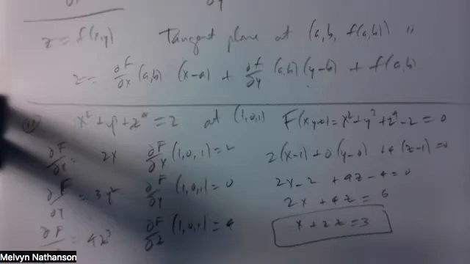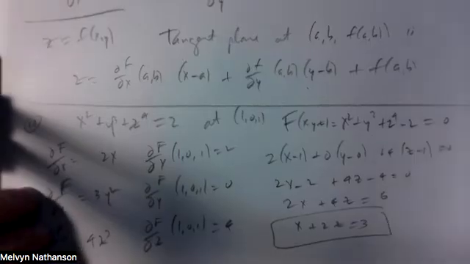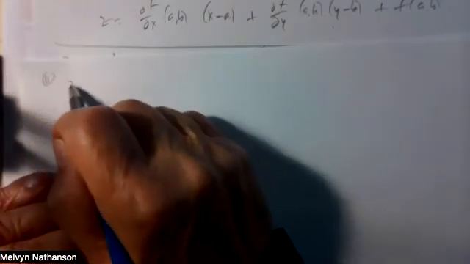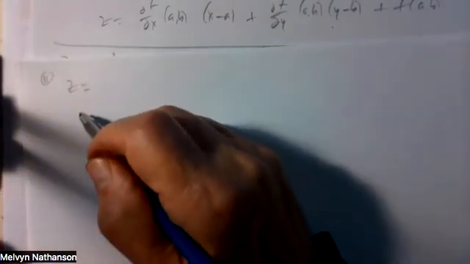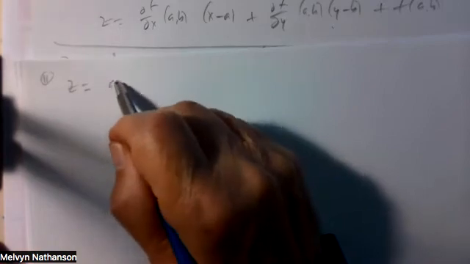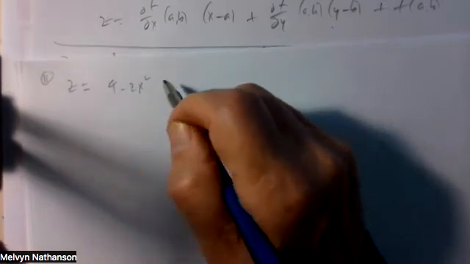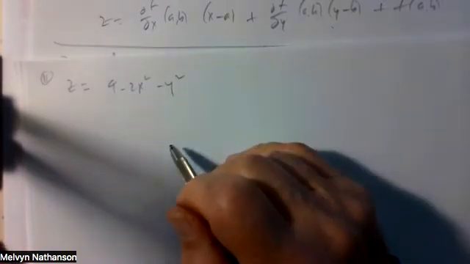In problem 11, we have z as a function of x and y, and we want to find the tangent plane at 2 points on the surface that this defines. So here, in problem number 11, z is 4 minus 2x squared minus y squared.